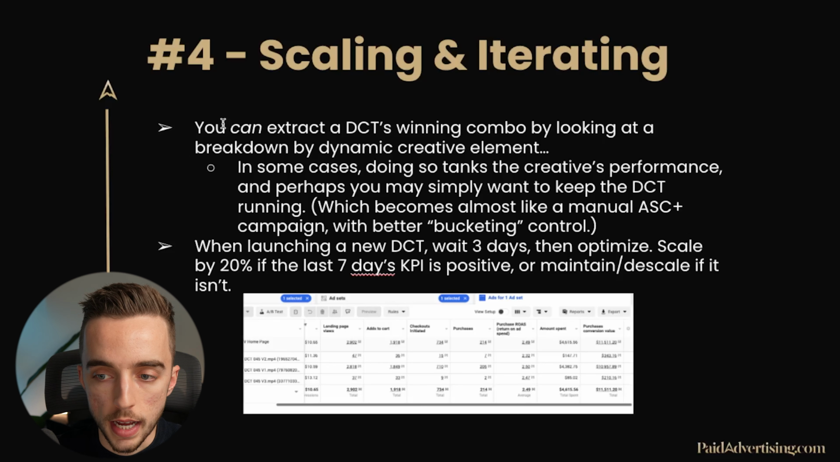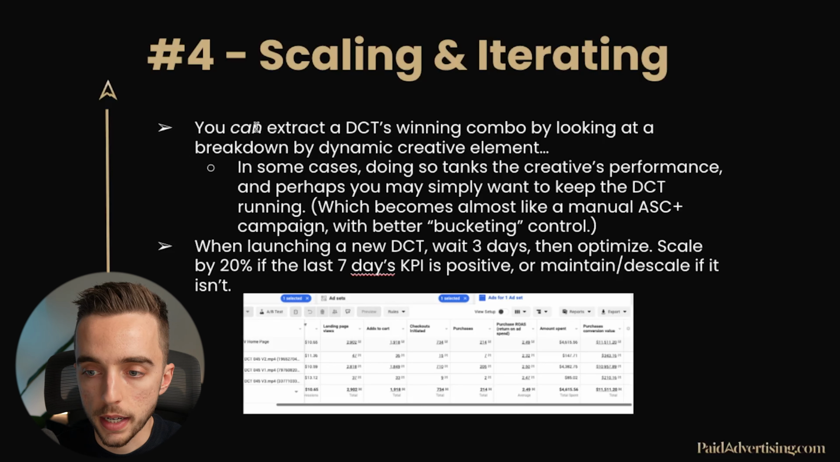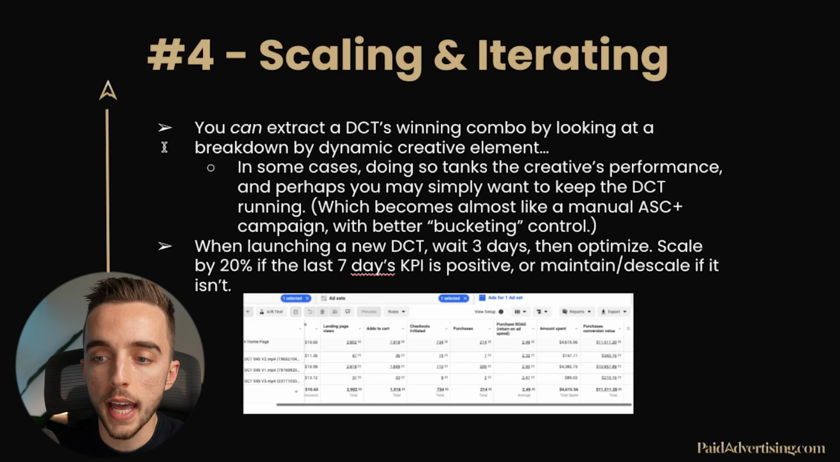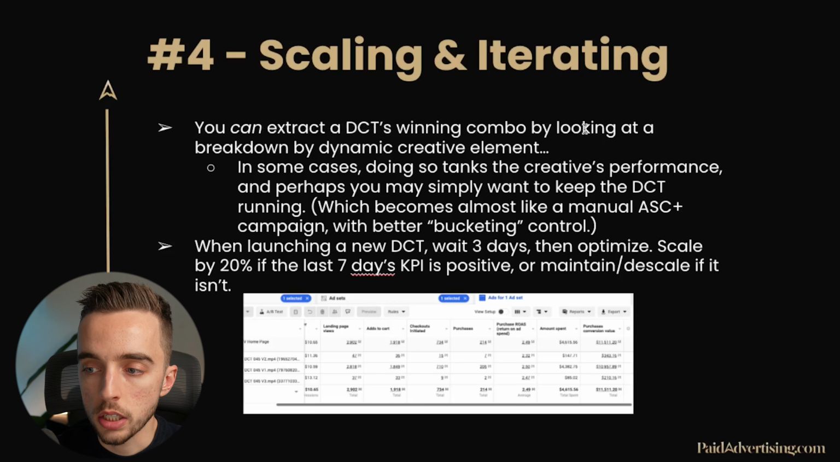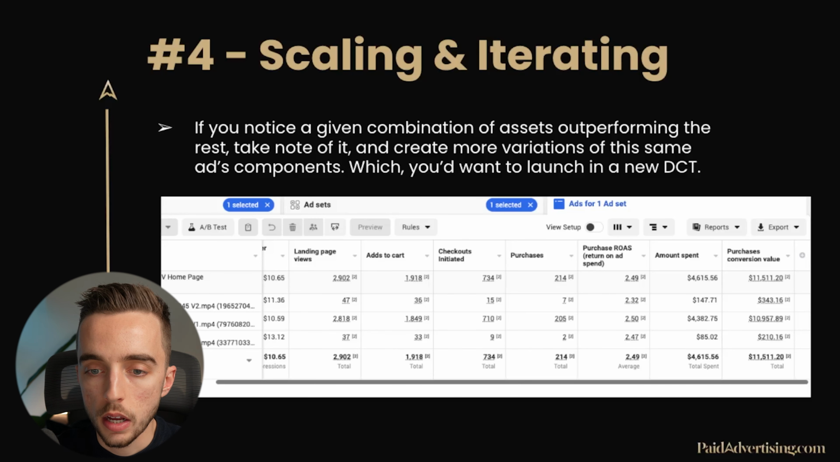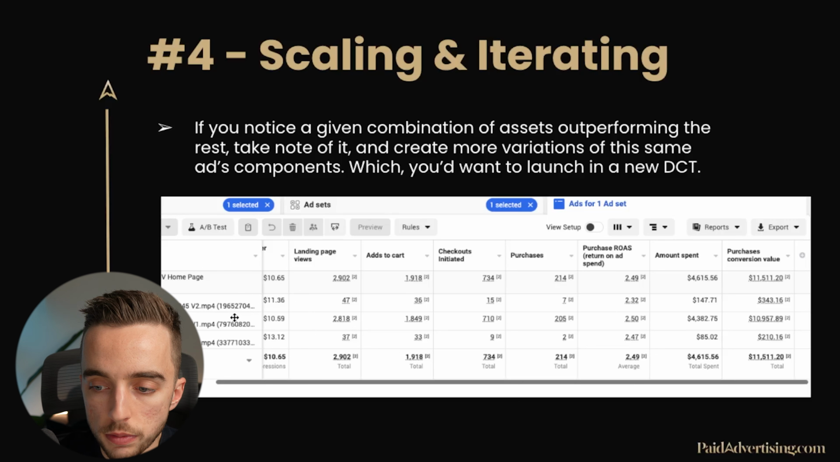Now, in your scaling and iterating, what you can do, and I say that in italic because I'll explain in a second, is extract a dynamic creative test winning combination by looking at a breakdown by dynamic creative element. I'll show you right here. Come here, click on this button, click on breakdown, and go all the way at the bottom to dynamic creative element. Then you can show it by, in this case, image or video. Those are my 3 images, V1, V2, V3.